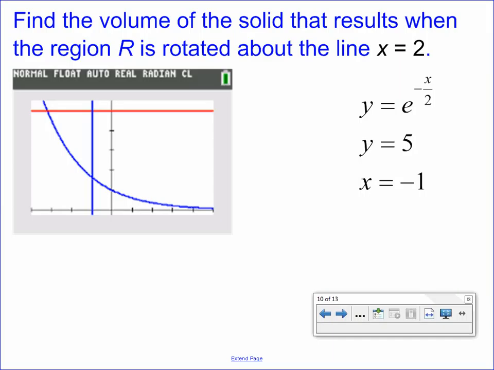Find the volume of the solid that results when the region R is rotated about the line x equals 2. And we're back to these curves. We already had some values, and of course I overwrote them. So let's try and visualize this. We're going to spin around x equals 2, so everybody find our axis of rotation. Turn it around.